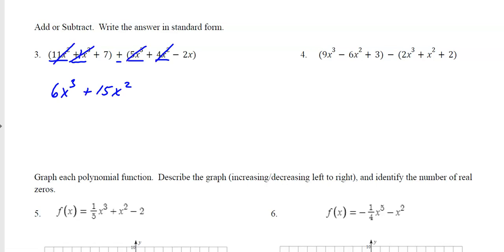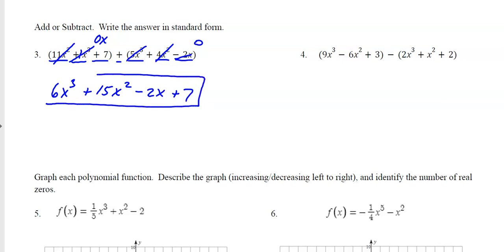All right, sorry about that little interruption. Then I have 0 x's over here plus a negative 2x over there, so that's a negative 2x. And then I have 7 plus 0 because there's no constants over there, so that gives me 7. So I now have our answer written in standard form, so we should be good to go.